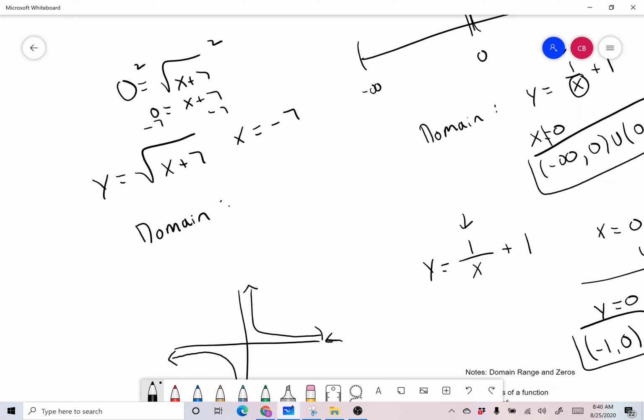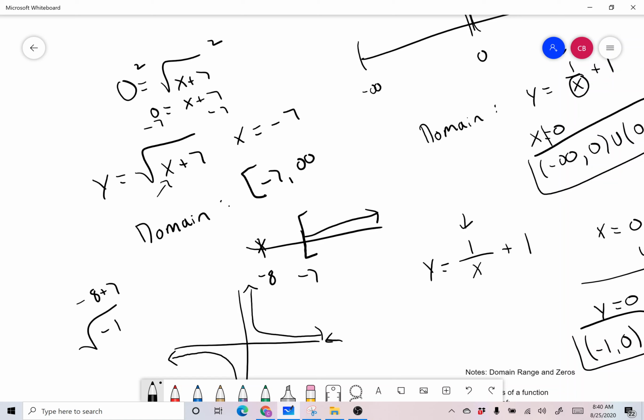Now, we have to ask ourselves, is it the numbers to the left of -7 that are giving us negatives, or is it the numbers on the right? So if I plug -8 into this, if I put -8 plus 7, that's -1. The square root of -1, that's not good. So -8 does not work. So we're actually going to start at -7 and go to the right. So the domain will be from -7 to infinity.